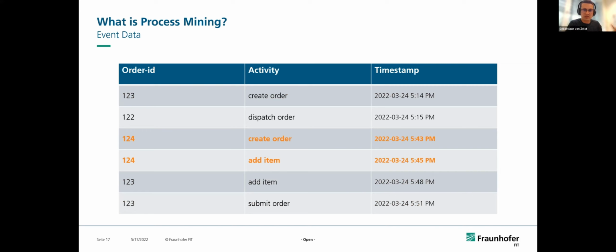And if you look closely, there's also an example of an order with ID 124. There you see the order was created at 5:43, and only 2 minutes later, the item was already added. So for that different order, there's a difference in the time between the order creation and adding the item. For order 123, we observed roughly half an hour, and for order 124, after 2 minutes an item is already added.